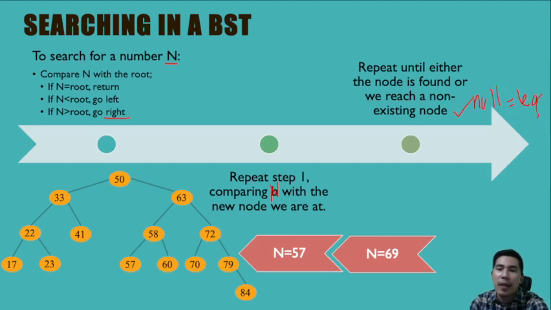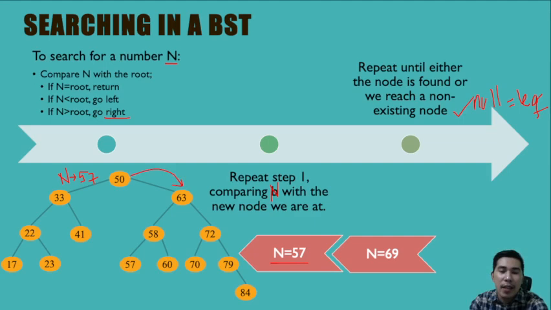All right, so let's say for instance we are going to find 57. So 57 is the node to be searched, and it is going to be compared. Is 57 less than 50? That's false. Therefore, you go to the right side, because 57 is greater than 50.